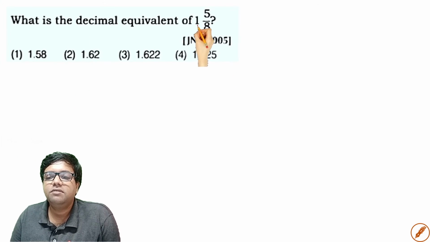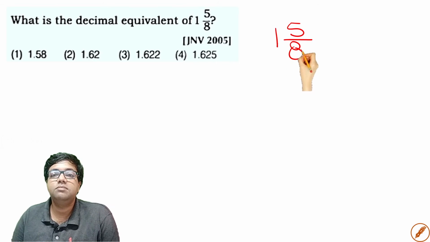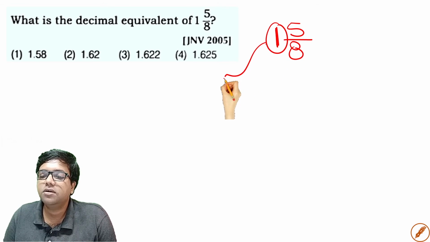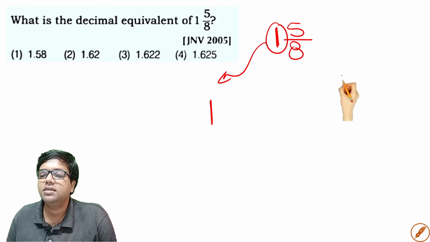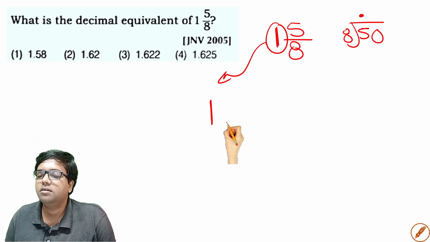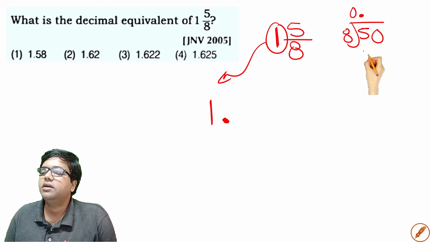What is the decimal equivalent of 1 5 by 8? 1 is a whole number here. You will write 1 as it is. Do the 5 by 8 part division. Do this division. You will keep a point, right? There will be a point after 1. Then 0 point, yes, 8 6s are 48.